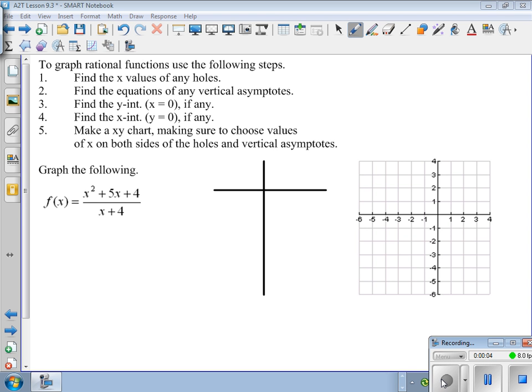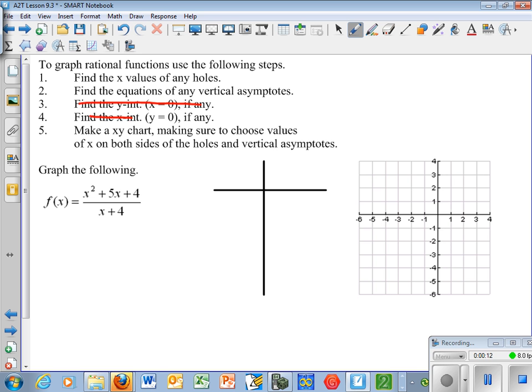Okay, and finishing up the last example here in lesson 9.3, rational functions. I listed the steps again, and again, the x and y intercepts aren't a big deal. I showed you how to do the tables on the calculator, and that's in an xy chart or xy table. So when we do that, we're going to choose some values on both sides of the holes and vertical asymptotes. So this one's a little different than the last one I just did.